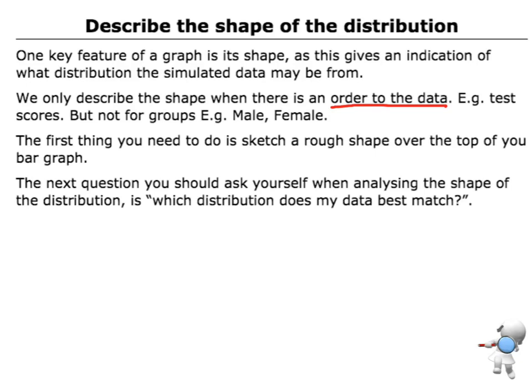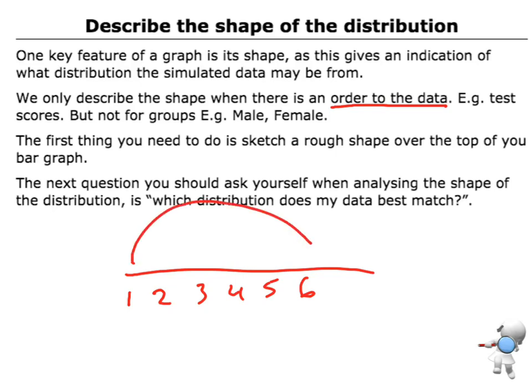So if I was doing test scores, for example, a score of 1, 2, 3, 4, and so on, if that was on my x-axis there, then I would talk about its shape and say, okay, is it normally distributed, etc. However, if I've got a graph with, for example, males and females, I would not be looking at the shape for this, because there isn't an order to it, so the shape makes absolutely no sense to interpret.